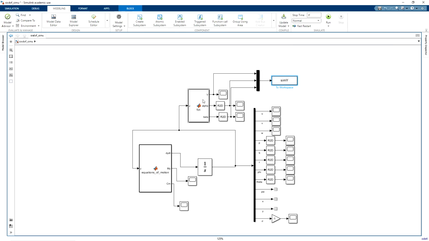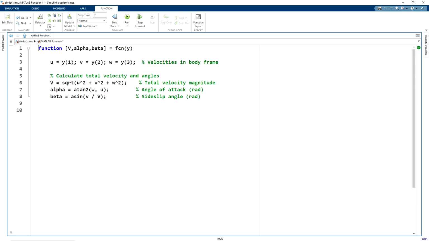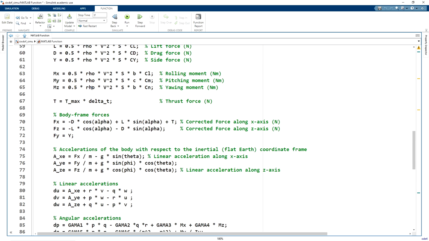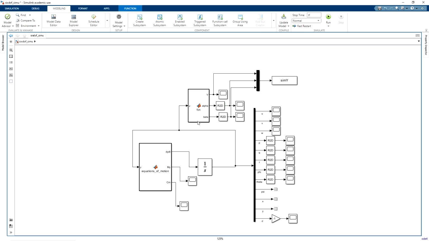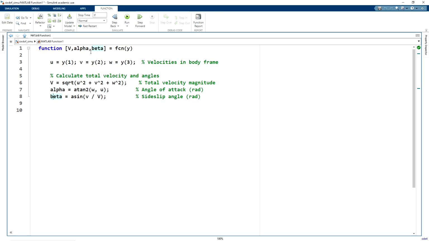And I have extracted v, alpha, and beta. What I have done here is I have added one more MATLAB function, and in that MATLAB function the only inputs required were u, v, and w, and I calculated v, alpha, and beta separately. So it is up to you, you can extract directly from this model as well by writing here it as v, alpha, and beta. So here the output we get is v, total velocity, attack angle, and the side slip angle.